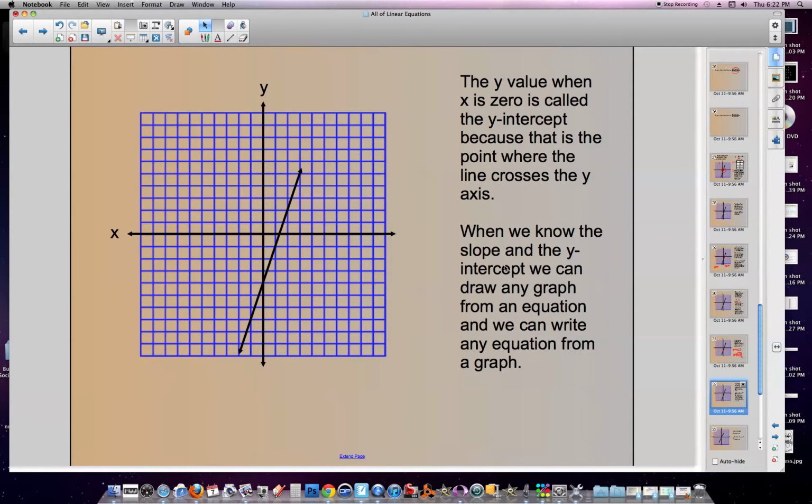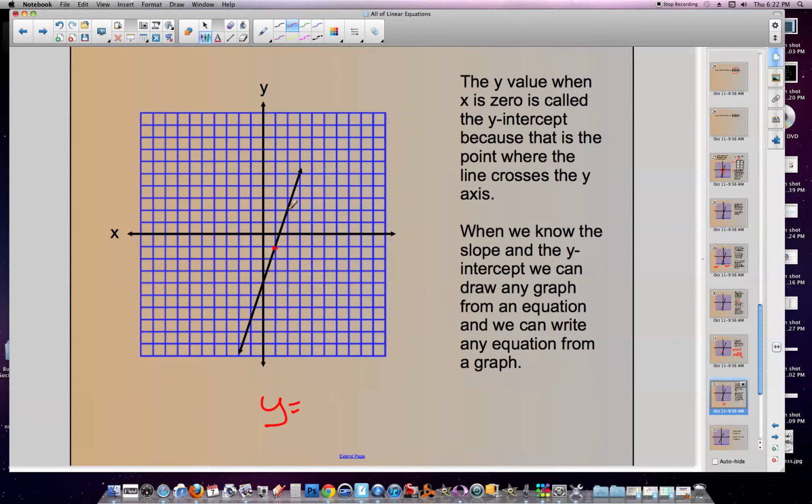When we know the slope and the y-intercept, we can draw any graph from any equation, and vice versa. We could write any equation from any graph. That's what we just did. We said, what's the equation of this? Initially, that may seem really scary, to just be like, here's a line, write an equation. But we say, okay, well, what do we know?